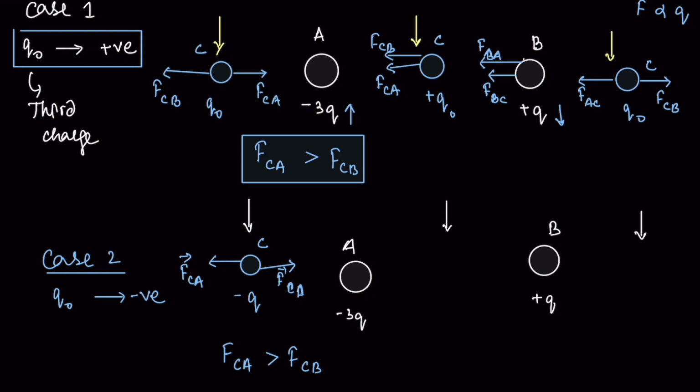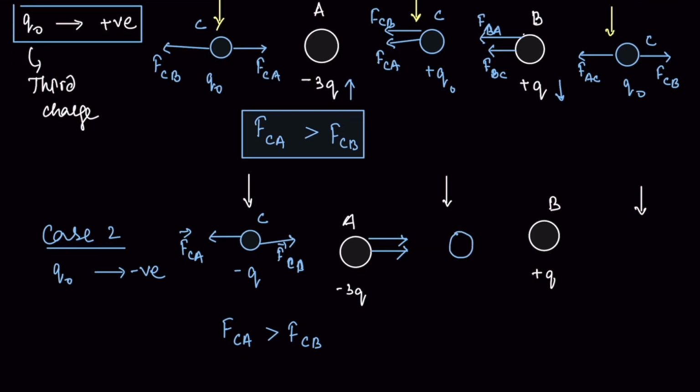And if you want to see with respect to A, what will happen? B will attract A and C will repel A. So equilibrium will not be formed here. Now, if we take the negative charge between A and B, A will repel and B will attract. So no equilibrium could be possible.